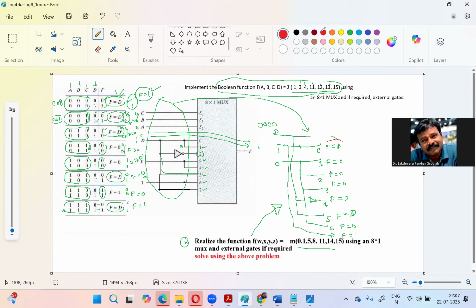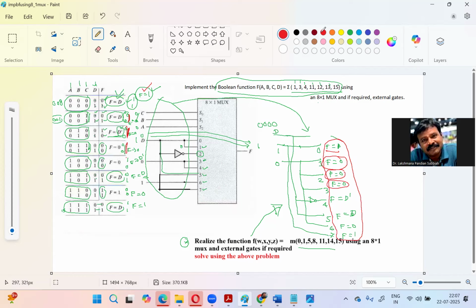This is the function for each input line, right? F equal to 1. This is F equal to 1. F equal to 0. This is both are 0, so F equal to 0, right? And then here, this is F equal to 0. So here both are 0, F equal to 0. Then this also both are 0, then F equal to 0, right?